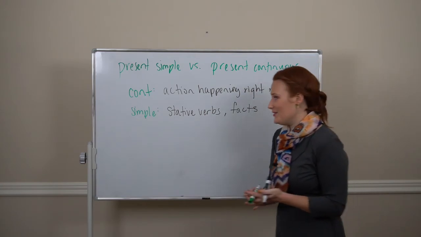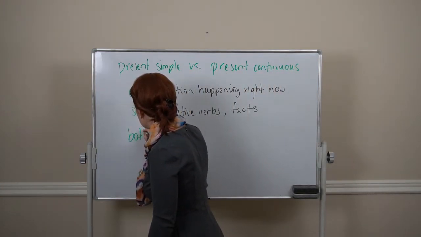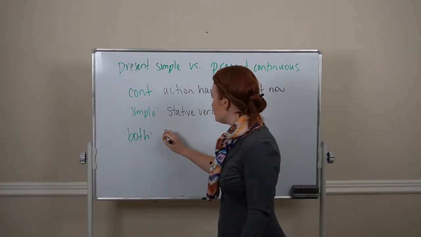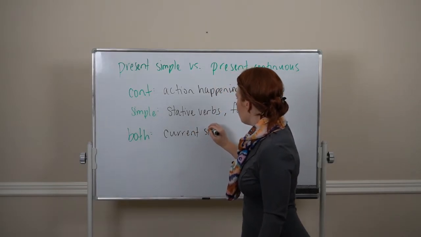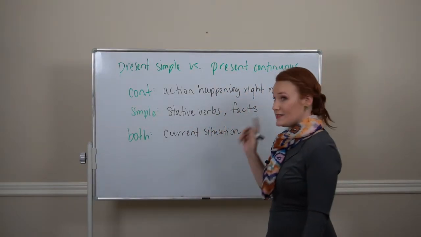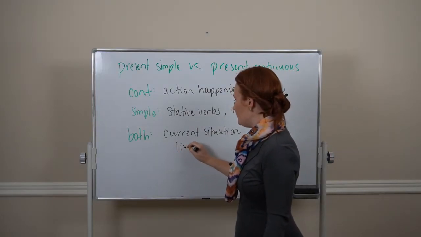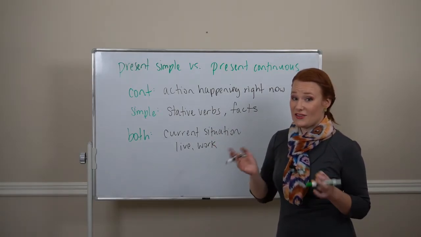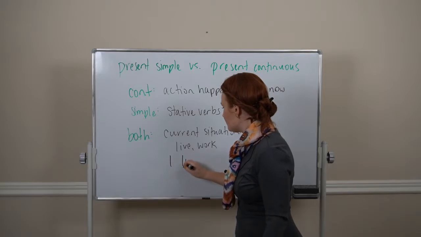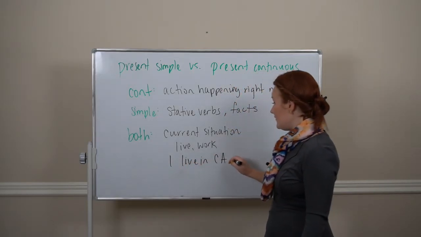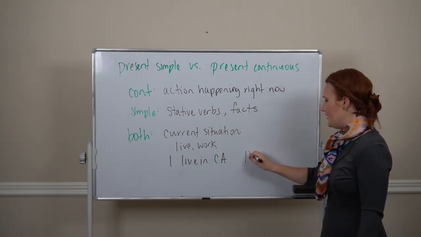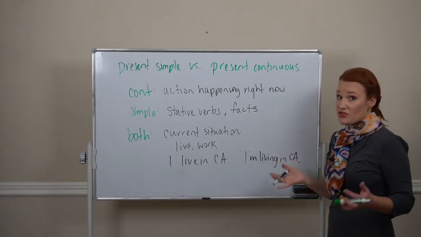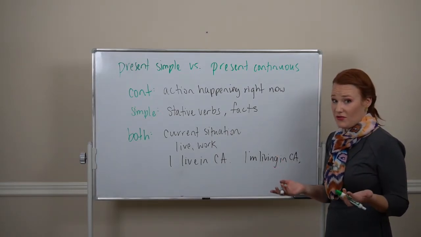But when can we use both? When we want to talk about our current situation. Especially with the verbs live and work, though it's true for other ones. I can use either one. I could say, I live in California, or I could say, I'm living in California. These are both totally fine, and they're both really common. You'll hear both of them.